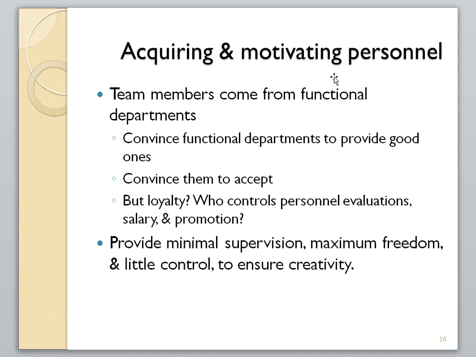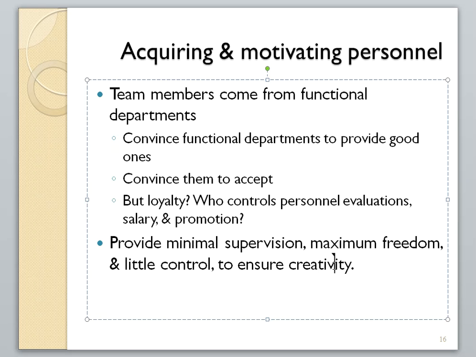Number 2, we're still talking about acquiring and motivating personnel. Team members come from functional departments. As I said before, how can you convince functional departments to provide good ones? It doesn't happen, actually. Convince them to accept that. Loyalty. Will they be loyal to the functional department or the project? This is another problem. Providing minimal supervision, maximum freedom, not using the commanding, ordering, directing way, but instead providing cheerleading, supporting, maximum freedom and less control in order to be creative. Creativity is highly required in projects, actually. So this is one of the important difficult points we experience in managing projects.